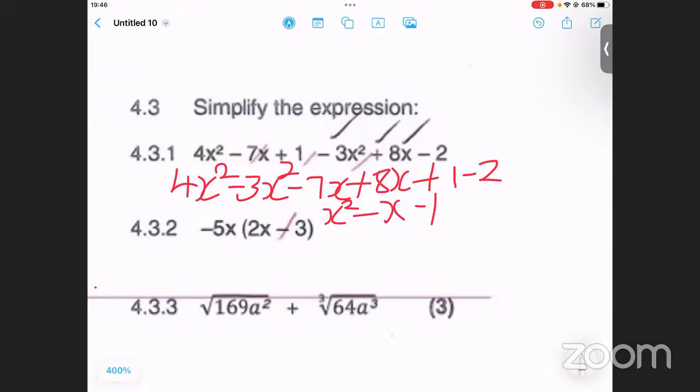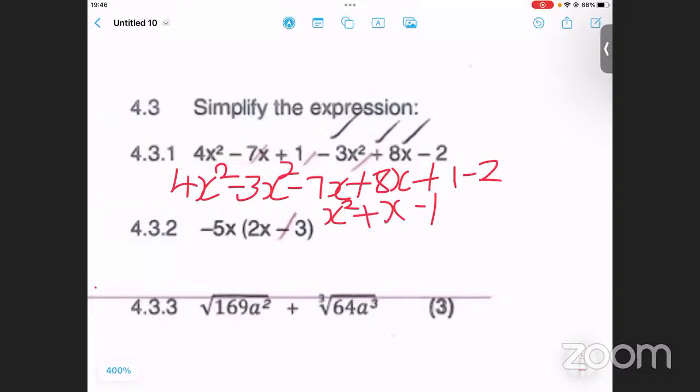Ma'am, I got a positive x. A positive x. And how did you get to that? Ma'am, because I said negative 7x plus 8x, which is 1. Positive 1. Perfect. Now we can move to 4.3.2. Babalelo, do you see your mistake? Your little mistake? Yes, ma'am, I saw it. Perfect.